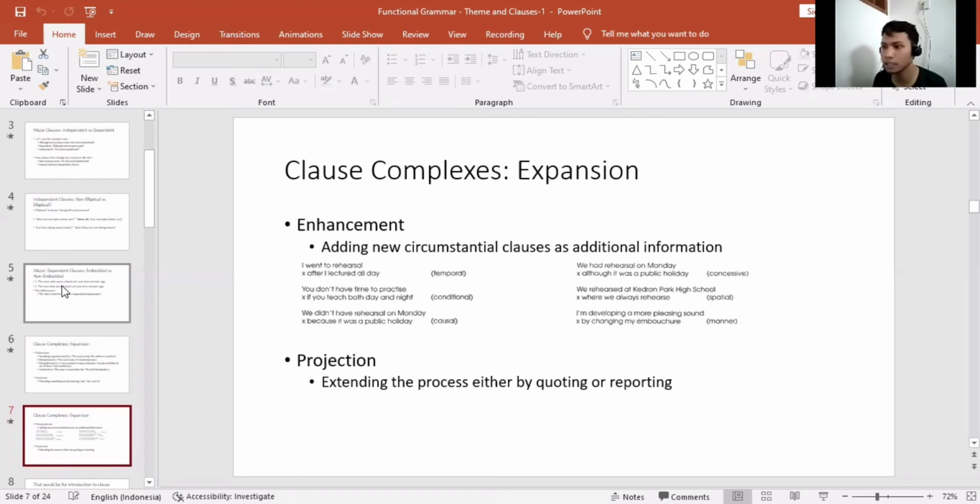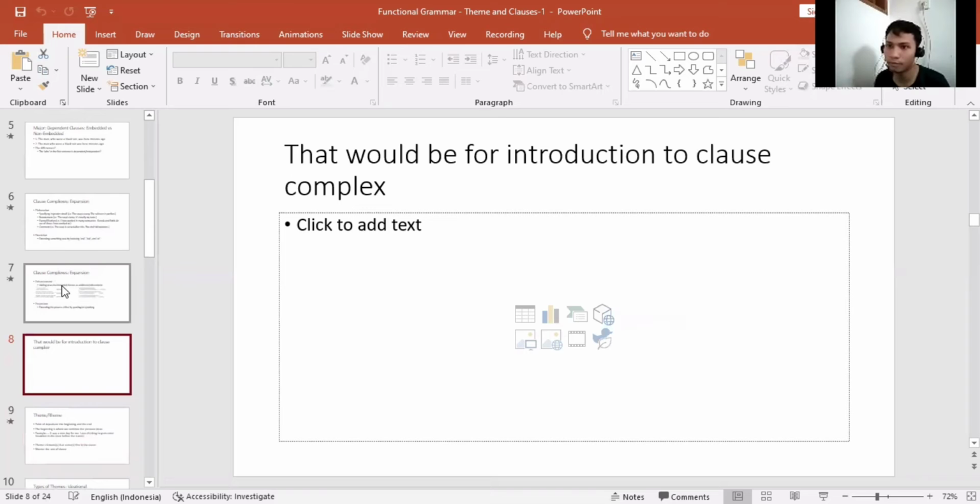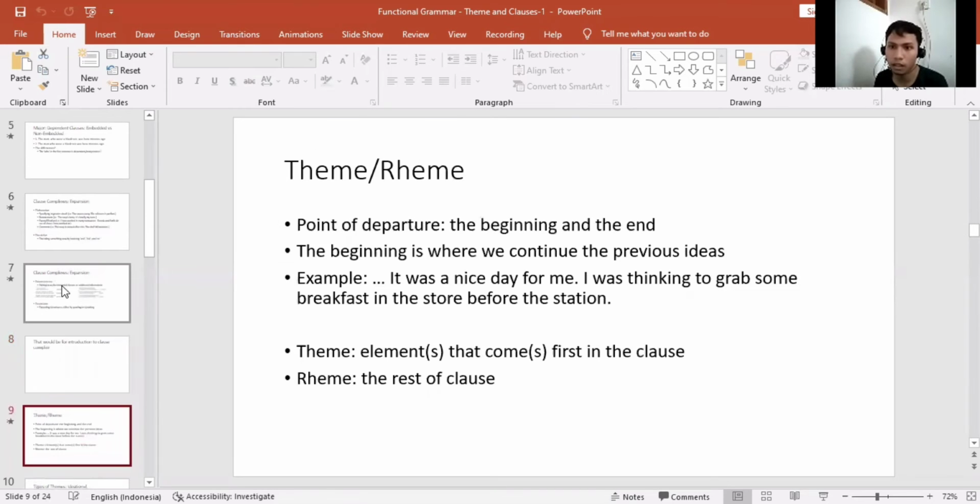And then the next slide, please. Theme and Rheme: the point of departure, the beginning and the end. The beginning is where we continue to produce ideas. Example: it was a nice day for me. I was thinking to grab some breakfast in the store before the station. Theme is the element that comes first in the clause. Rheme is the rest of the clause. And then the next slide.